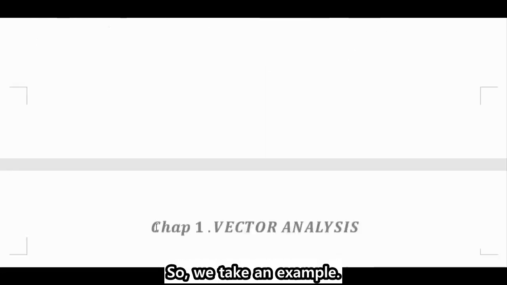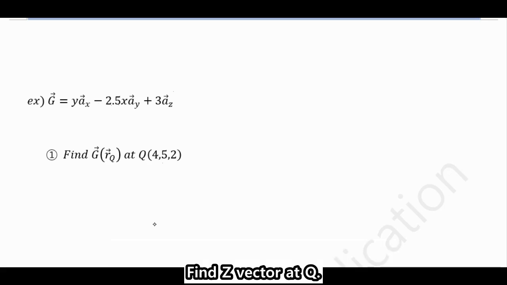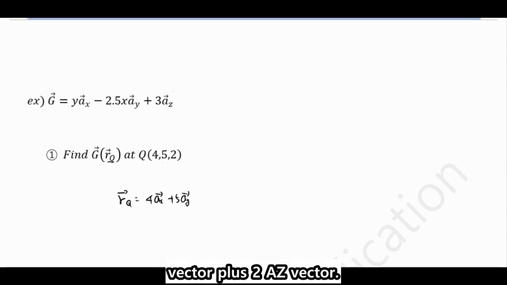So we take an example. G vector is y a_x vector minus 2.5x a_y vector plus 3 a_z vector. Find G vector at Q. So firstly we find the position vector of Q, which is 4a_x vector plus 5a_y vector plus 2a_z vector.